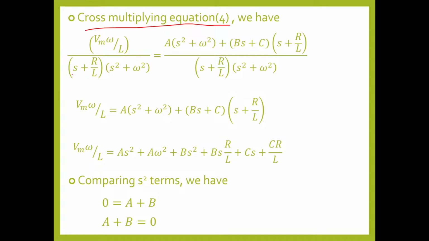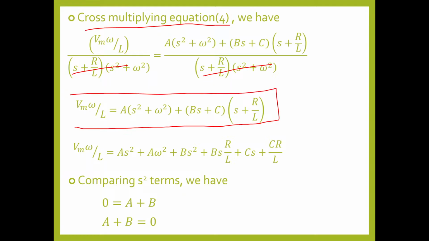So if you see, if you cross multiply, what will happen? These denominators will be the same. You can cancel the denominators. This is what is left over after cancelling the denominators. And further, I have expanded this expression. I have multiplied a with this term, and I have multiplied bs plus c with s plus R by L. So after multiplication, this is the expression that I have got.